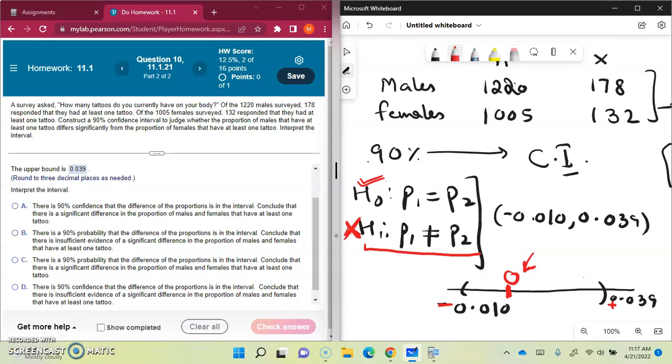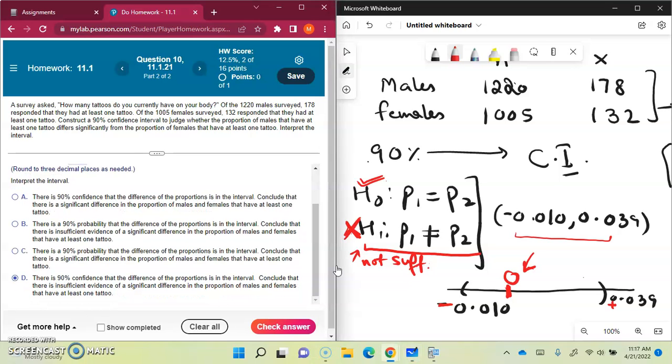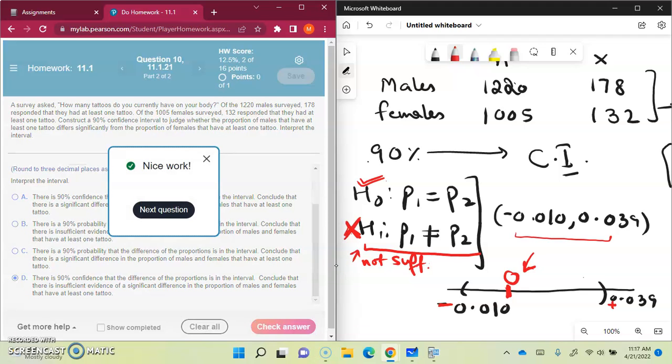So not A. There is 90% probability, not probability. C also not true. Let's read D. There is 90% confidence that the difference of proportion is in the interval. Okay, that is the interpretation of the interval. Conclude that there is insufficient, that means we're going to say not sufficient. Insufficient and not sufficient are the same in words. Evidence of significant difference in the proportion of males and females who have at least one tattoo. So we're going to check that. That is the correct answer.